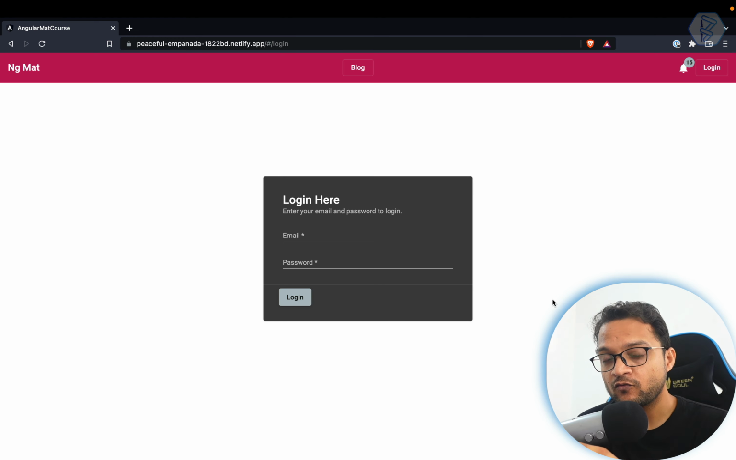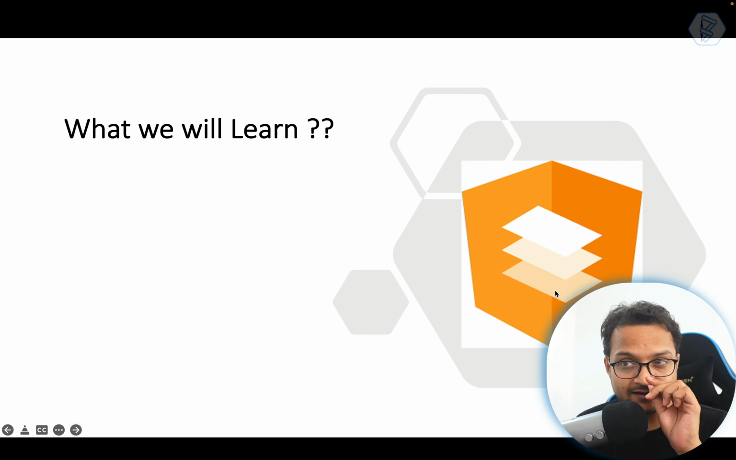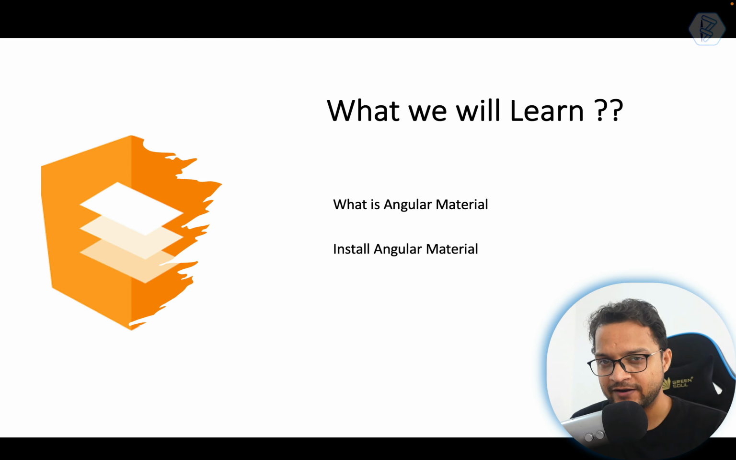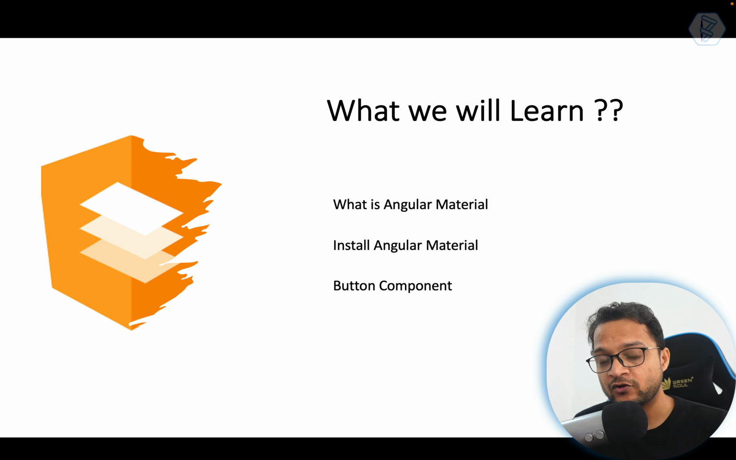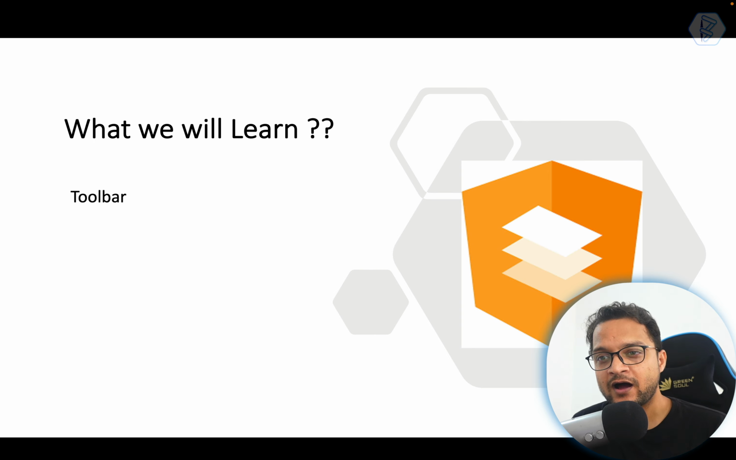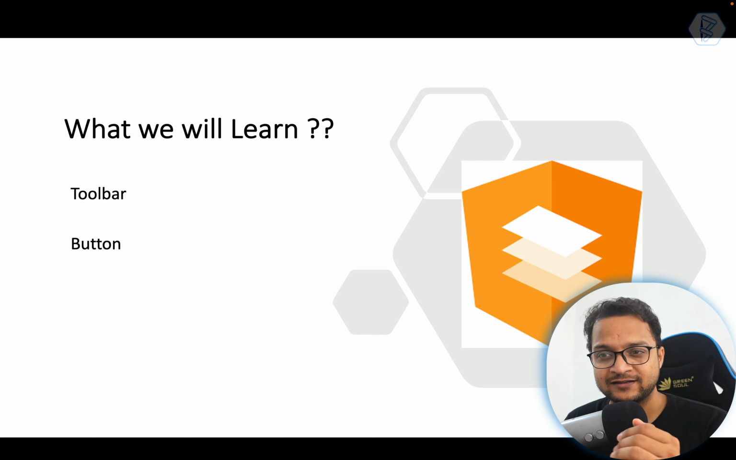And now let's see what exactly, step by step, we are going to learn in this Angular material. So first, yes, we will start with what is Angular material, and then installing Angular material in a fresh new Angular application. Then we will get started with a button component. Then we will move to the material module, and after that we will see how we can start using a new component called Toolbar and understand more about that. Then we will get back to the buttons and explore more for this button component.